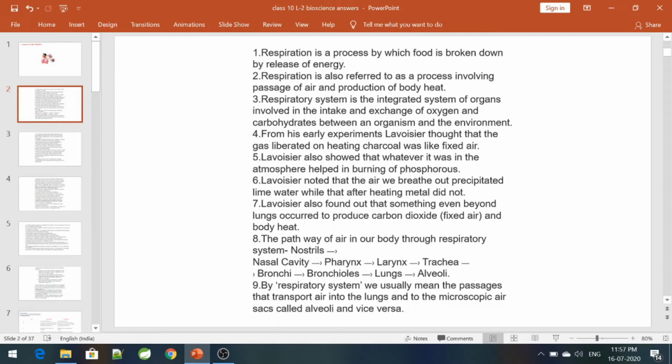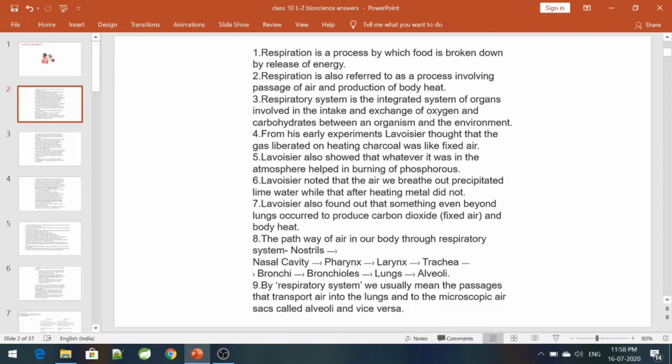So it is an integrated system of organs involved in the intake and exchange of oxygen and carbon dioxide between an organism and the environment. What do our organs need? Our organs need oxygen, which is supplied by the bloodstream. The blood vessels present inside the lungs, in the alveoli, collect the oxygen from the alveoli and pass it through the different parts of the body.